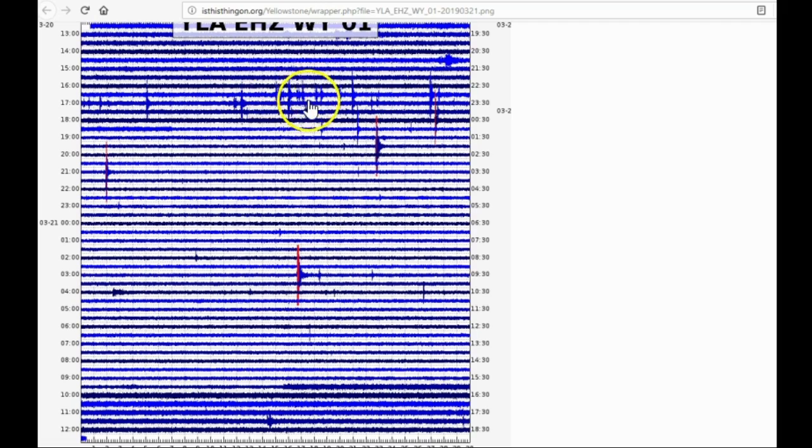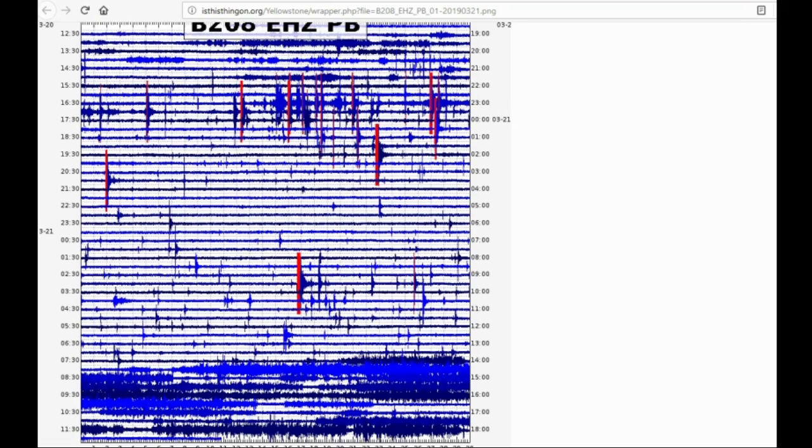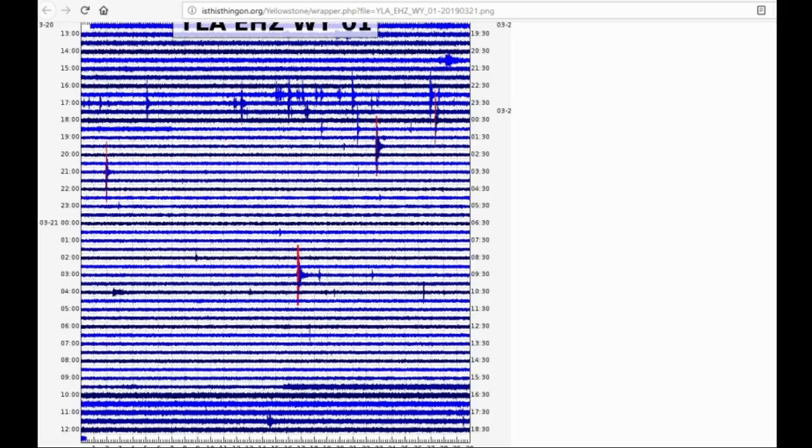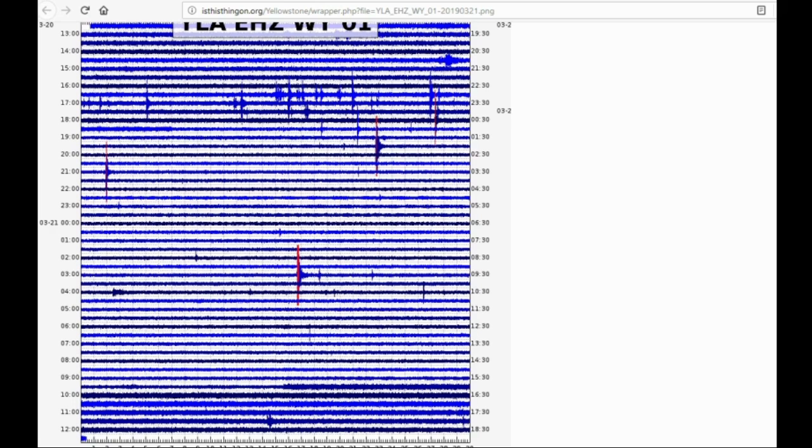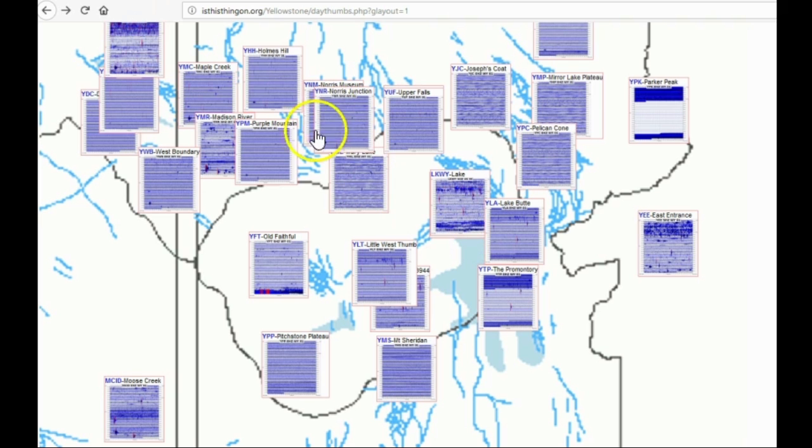Notice how there was an earthquake swarm. Yes, there was, at Yellowstone. Notice how they do coincide, except the timing is a little bit off, but you can obviously see. Okay, but you have to use a seismic analysis program. I really think you do. And I am getting off track.